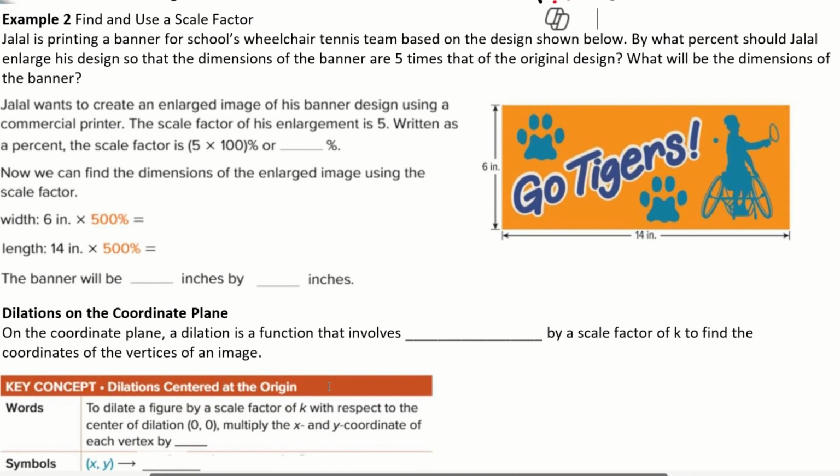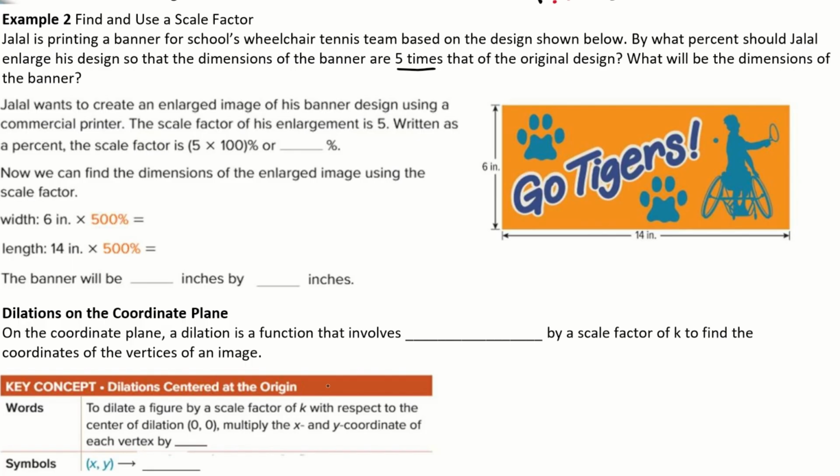Jalal is printing a banner for the school's wheelchair tennis team based on the design shown below. By what percent should Jalal enlarge his design so that the dimensions of the banner are 5 times that of the original? What will be the dimensions of the banner? Okay. So again, he wants to enlarge it. So this is an enlargement.